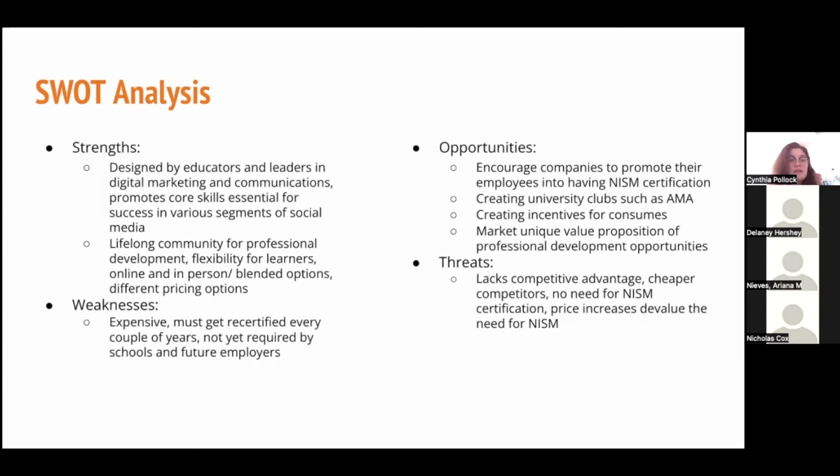And lastly, our threats: there's a lack of competitive advantage. And obviously there are cheaper competitors. Like I said, we are on the cheaper side, but that doesn't mean that we are relatively the cheapest. And then the price increases devalue the need for NISM. Next slide.